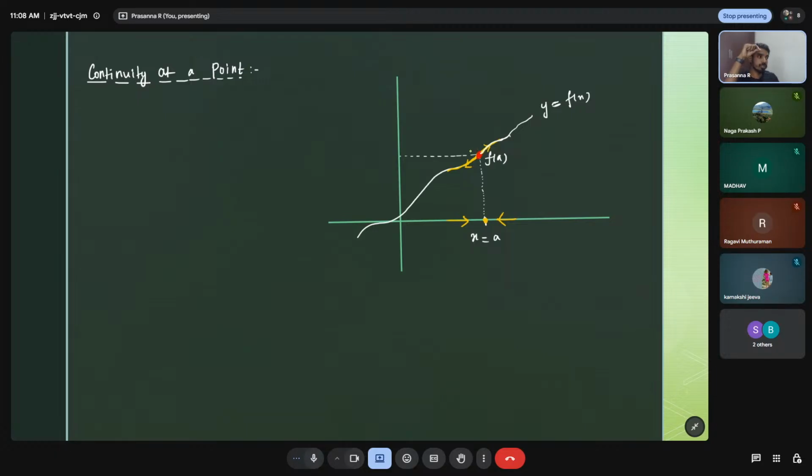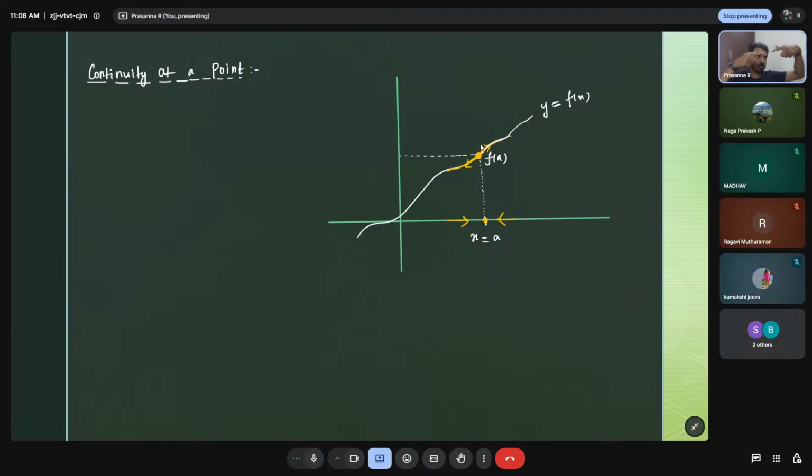Just see me, if your LHL, RHL both are approaching the same point and both are equal to f of a, if this happens, it will stick together. Yes or no? That means there is no gap here, right? You can visualize, right? So at x is equal to a, we are checking whether the function is continuous or not. So we are finding LHL, we are finding RHL, both will approach one point.